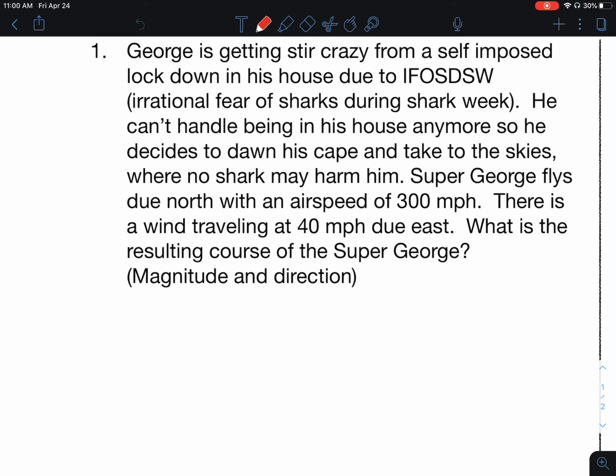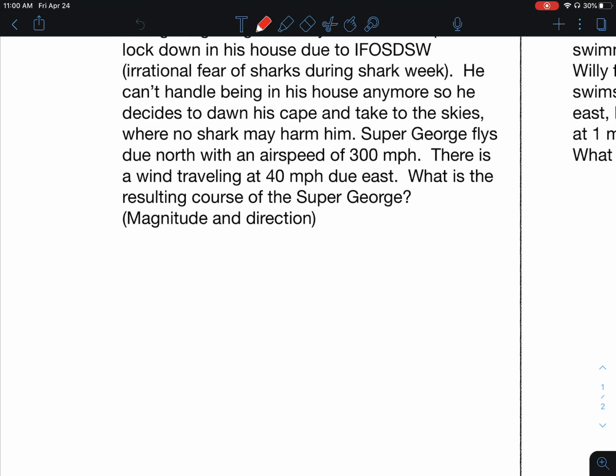Super George flies due north with an air speed of 300 miles per hour. There is a wind traveling at 40 miles per hour due east. What is the resultant course of Super George? What's its magnitude and direction?